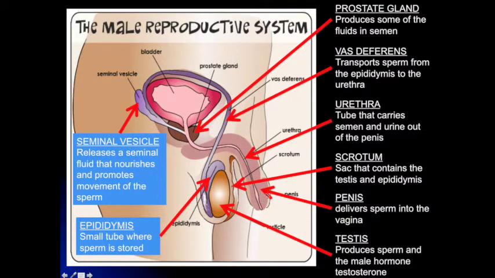So that is the journey of your sperm. It's produced in your testes, stored in your epididymis, travels through your vas deferens, picks up seminal fluid or semen from your seminal vesicle and your prostate gland. It continues its journey through the urethra and it exits your body through the penis. Finish up your notes and we will continue.